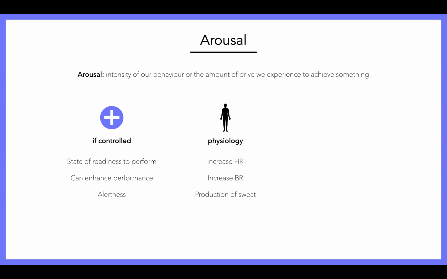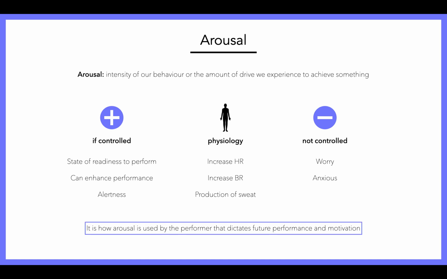However, if we don't control the arousal and it gets too high, known as being over-aroused, we can start to worry and we can start to become anxious, and anxiety links to that stress on performance. Okay? So, just to repeat, it's how arousal is used by the performer that dictates future performance. Okay? It's important to understand that part of it.